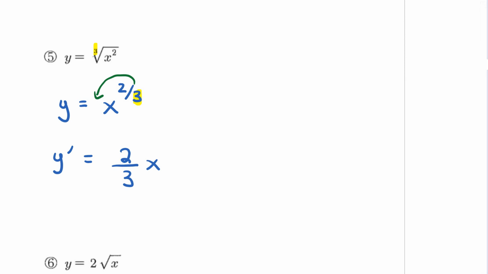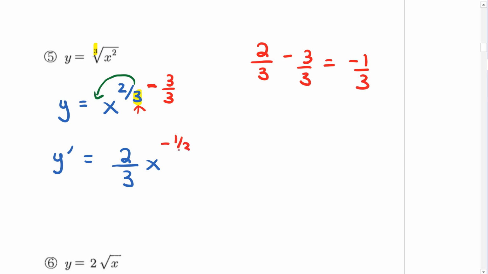And then what we're going to do is we're subtracting 1, right? So what I like to do is I always look at the denominator. If the denominator is a 3, then I subtract 3 over 3. So mathematically, you're just doing 2/3 minus 3 over 3, and that's going to be negative 1 over 3. So my power is negative 1/3.